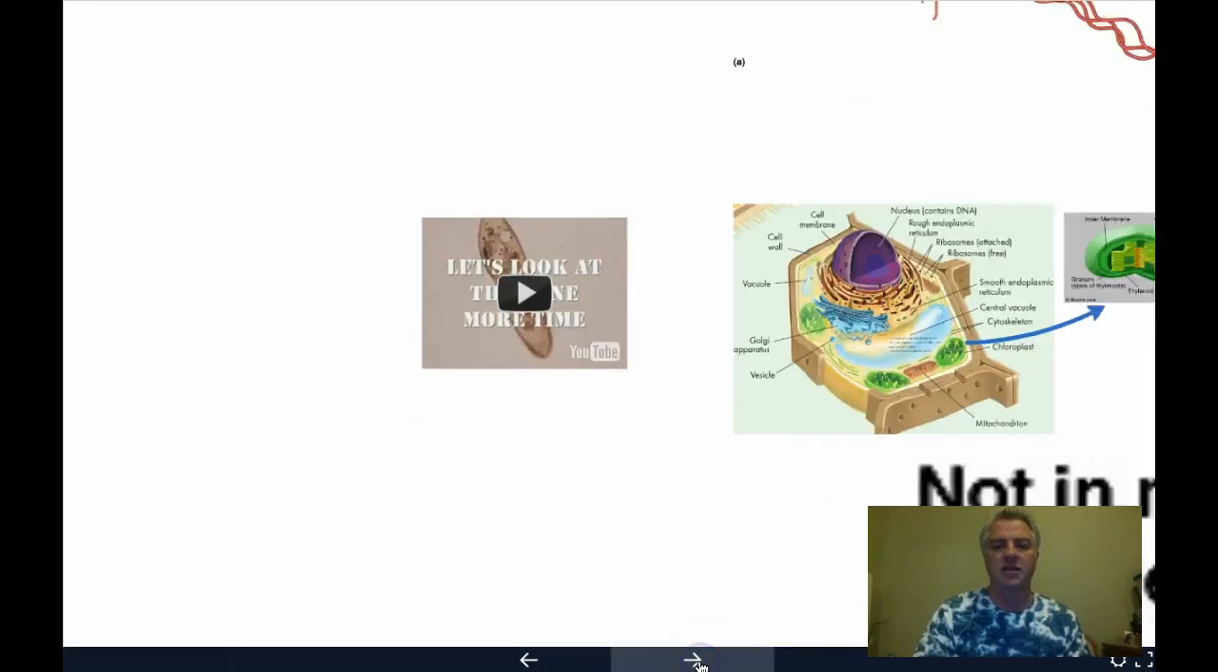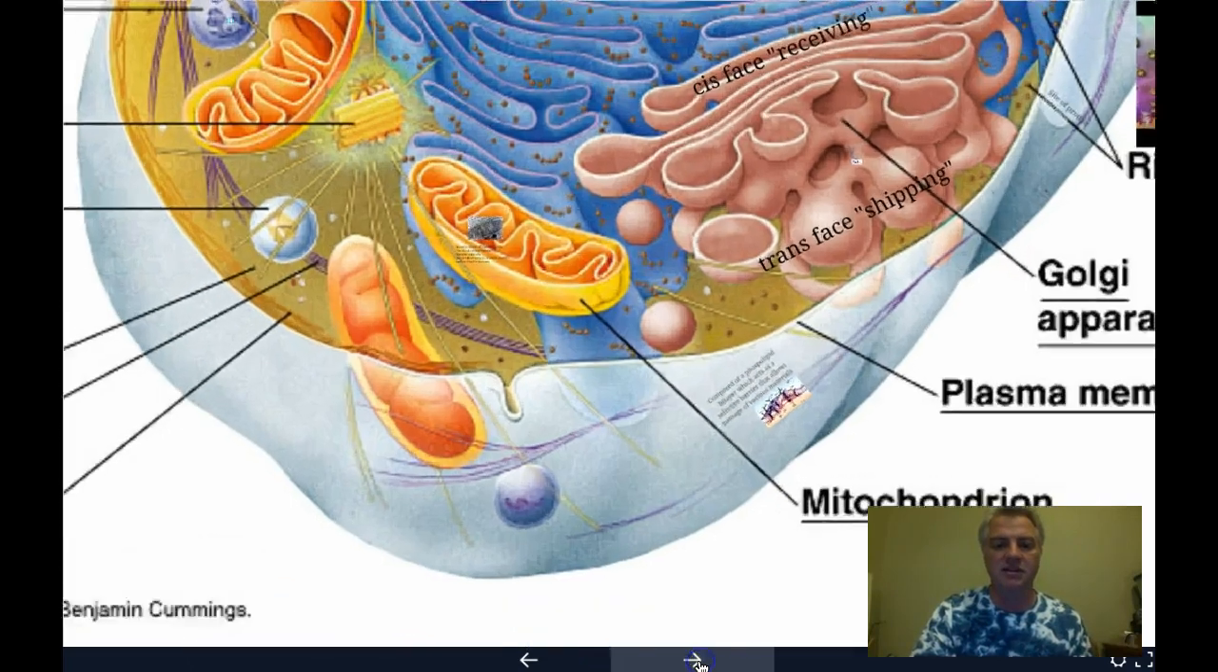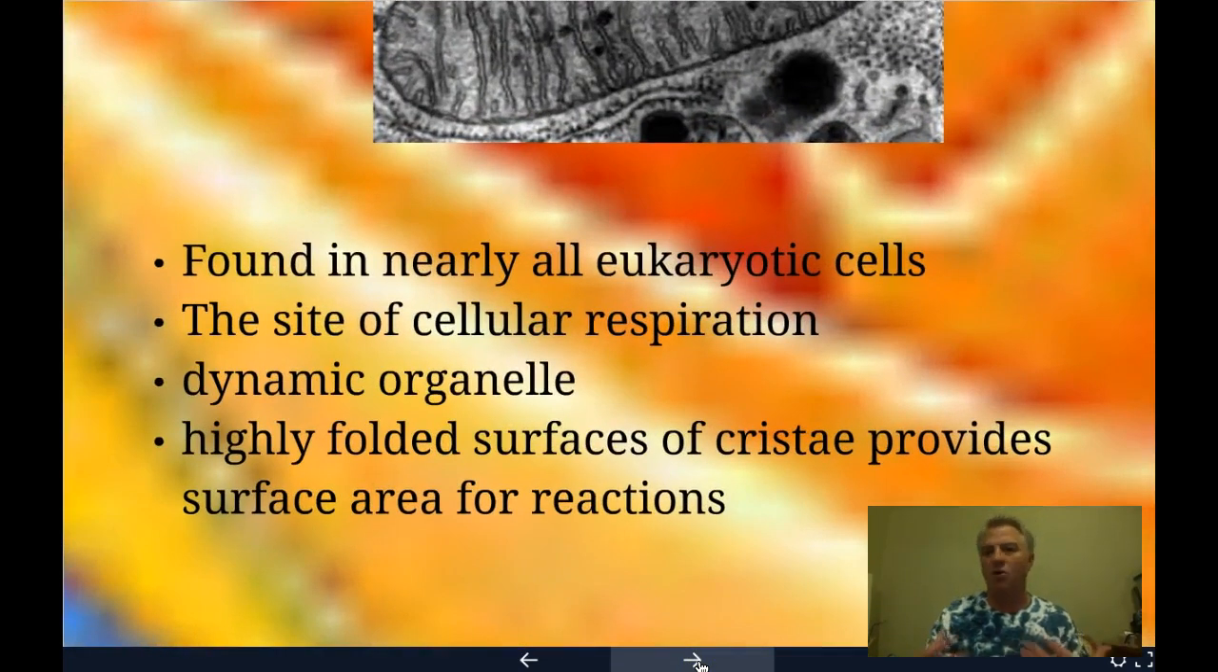So the next thing we want to talk about is the mitochondrion. It's singular, mitochondria is plural. One of my favorite organelles inside the cell. Of course, we all think of it as the powerhouse of the cell, the power plant of the cell, because that's where energy is made, and it's such a vital, important organelle for us.